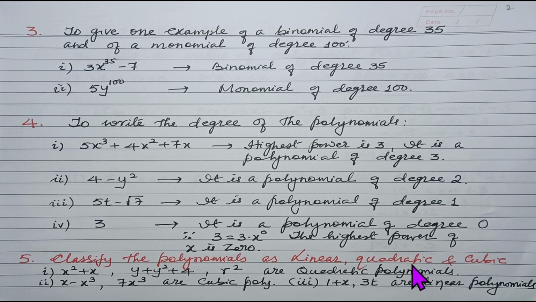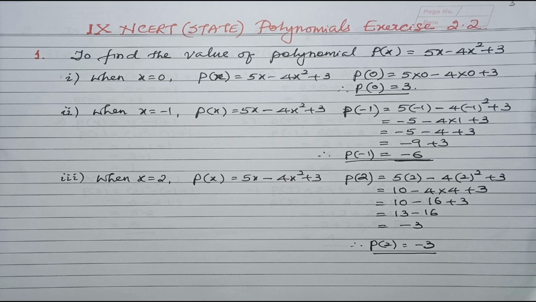Classifying the polynomials as linear, quadratic and cubic. Now in this case, x square plus x, because the highest power is 2, it's a quadratic polynomial. Here also the highest power is 2, therefore it is a quadratic polynomial. Then r raised to 2 is again a quadratic polynomial because the power is 2. x minus x cube, the highest power is 3 and therefore it is a cubic polynomial. 7x cube, the highest power is 3, therefore it is a cubic polynomial. 1 plus x, x is having a power of 1, therefore it is a linear polynomial. 3t, the power of t is also 1, therefore it is a linear polynomial.